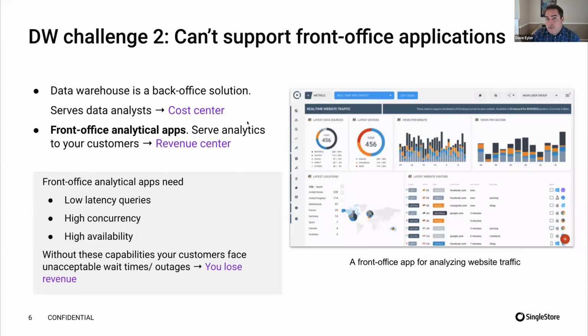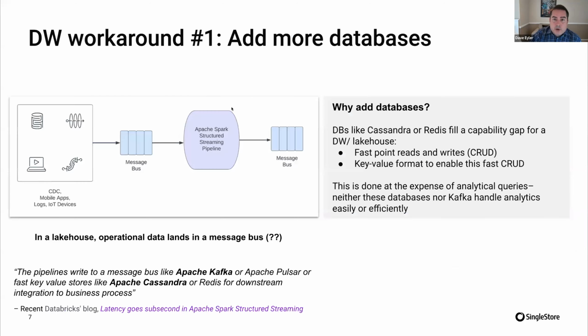All right, so now, of course, the data warehouses and the lakehouses propose workarounds to this. Let's talk about one of those proposed workarounds. This is an image from a Databricks blog entitled "Latency Goes Sub-Second in Apache Spark Structured Streaming." In this diagram, you can see the data originating on the left, like it usually does, heading over Kafka into Apache Spark to do some transformations, and then back out into Kafka, and like, where does it go?